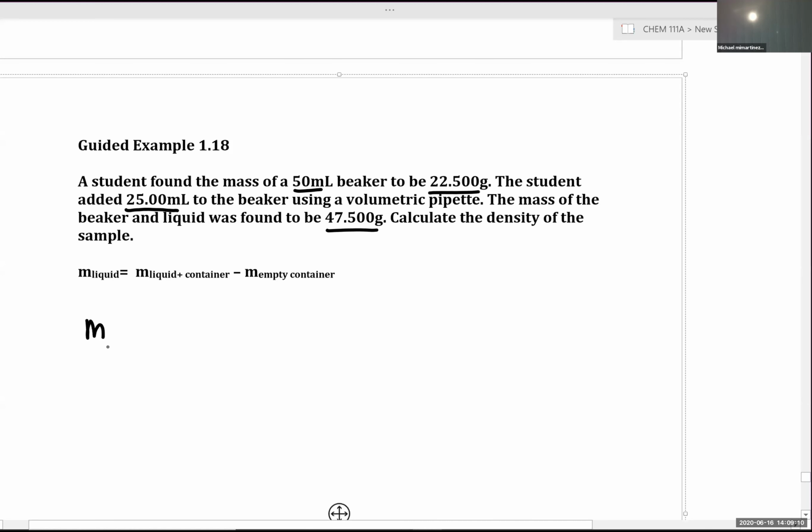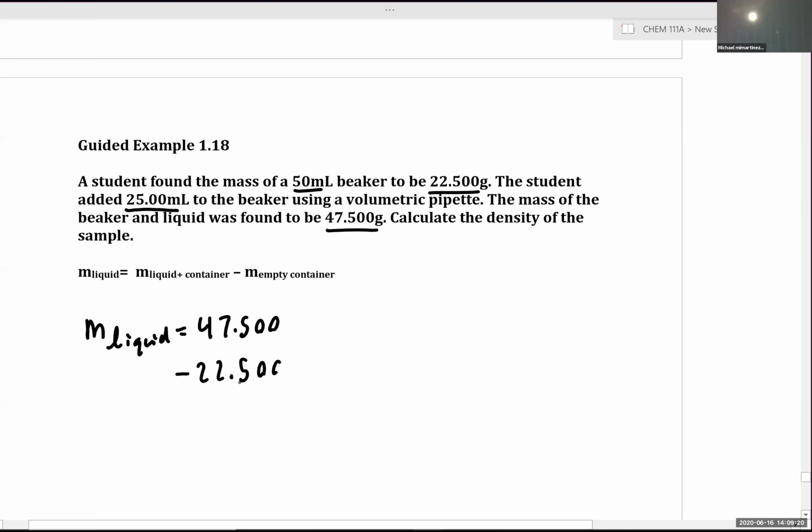So first things first, I'm going to figure out the mass of my liquid by taking the mass of the liquid plus the container minus the mass of my empty container. Notice you do need to follow sig fig rules for subtraction. So this gives us 25.000 grams. And now density is mass over volume.